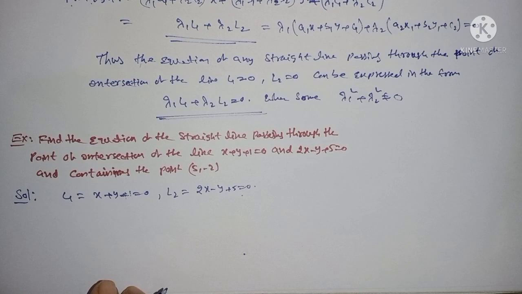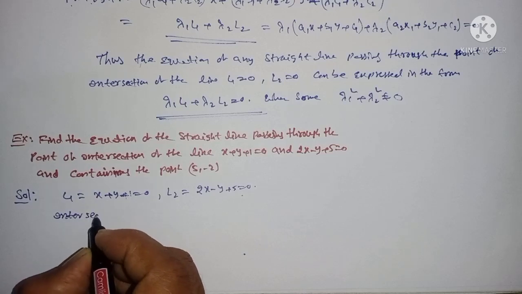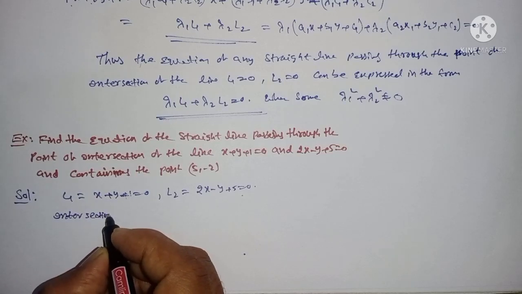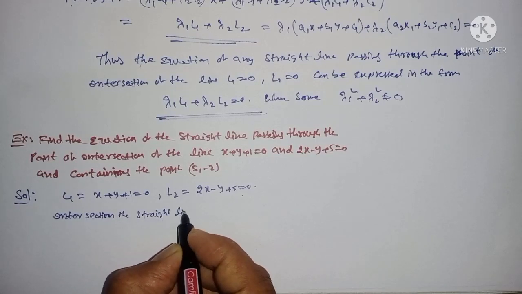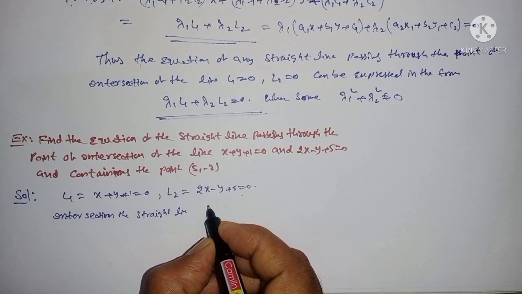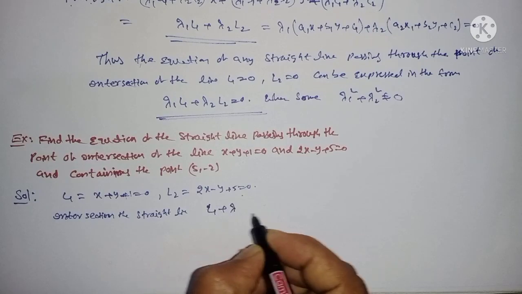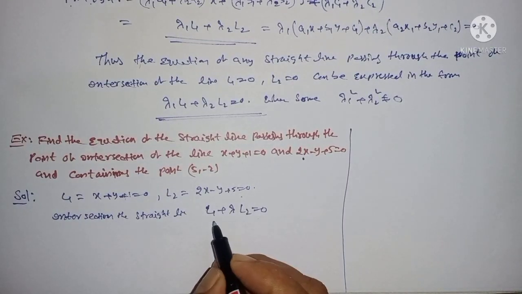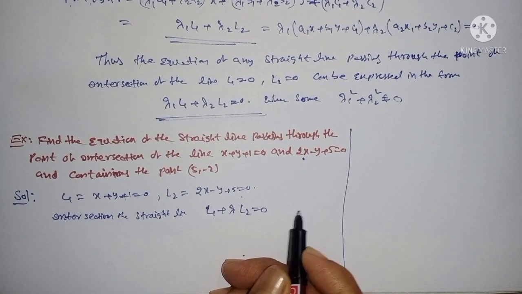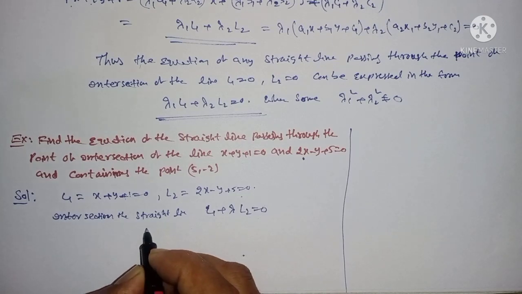This can be taken as the intersection form of the straight lines. I can write here L1 plus lambda L2 is equal to 0. What am I taking here? L1 plus lambda L2 is equal to 0, where lambda is a parameter only. You can take any one. Therefore, L1 is, how can I write here?